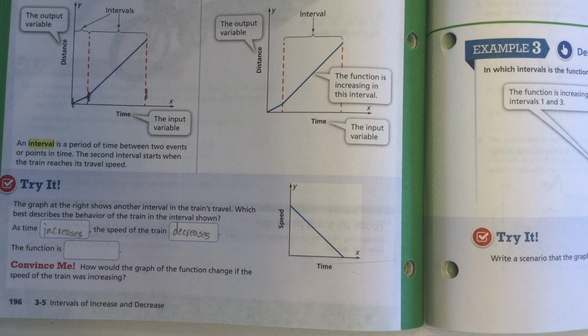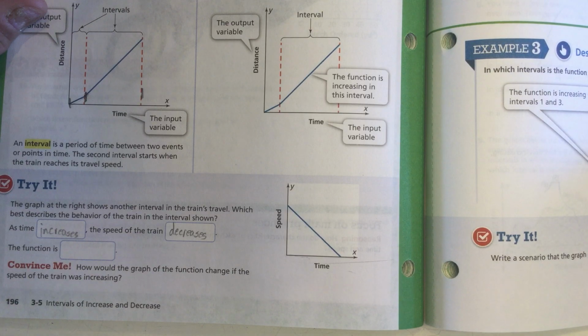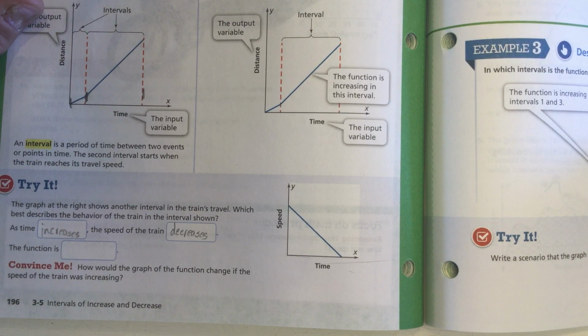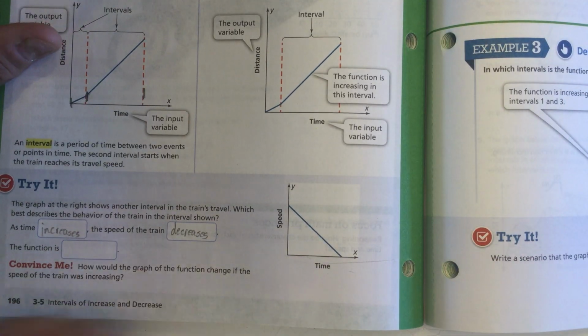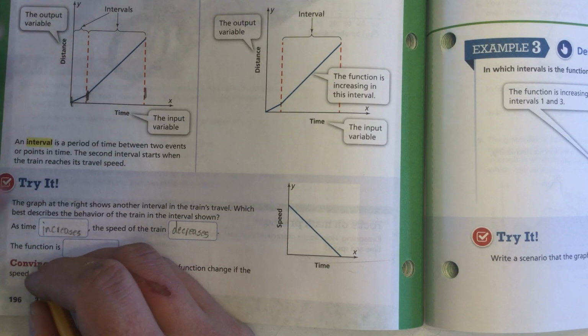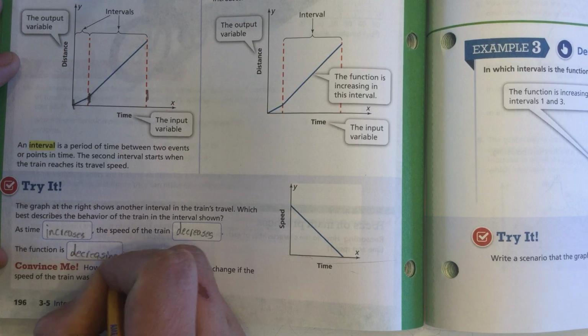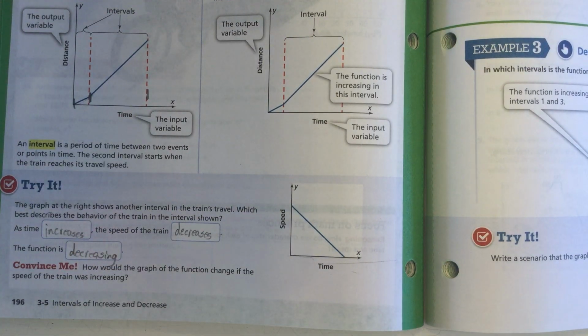So as it increases, it decreases. The function is, what are we looking for here? The function is a decreasing interval. Well, there's only one interval, so I guess we're just going to say it is decreasing. The function is decreasing. We don't have to say in an interval because it's not intervaled. There's just one interval in that particular one. So it's just identifying that one interval.